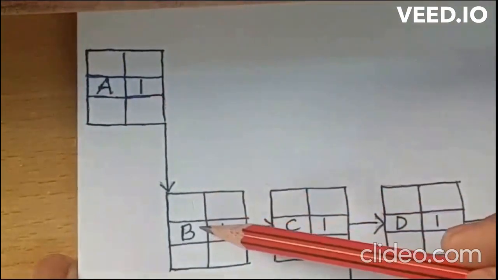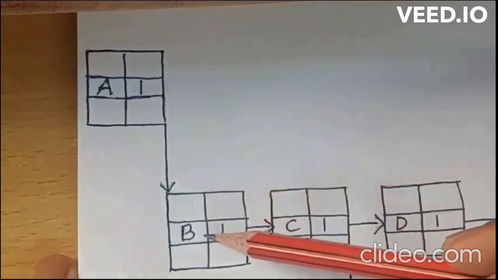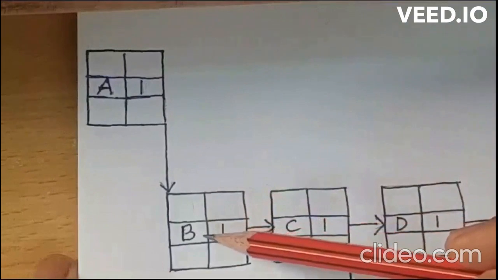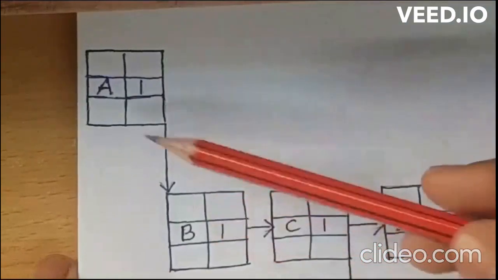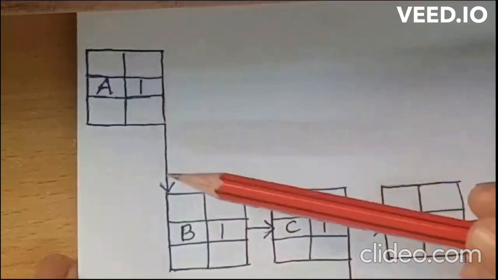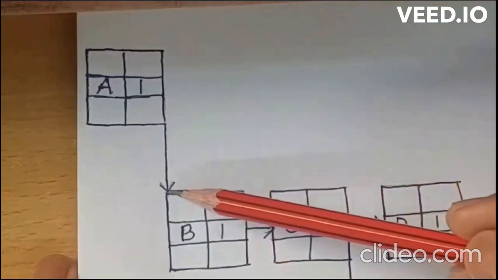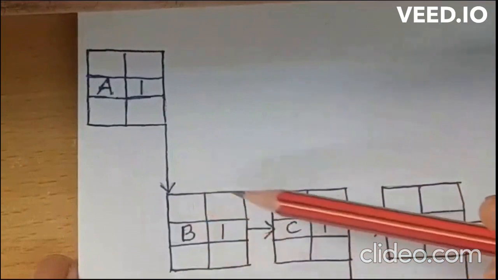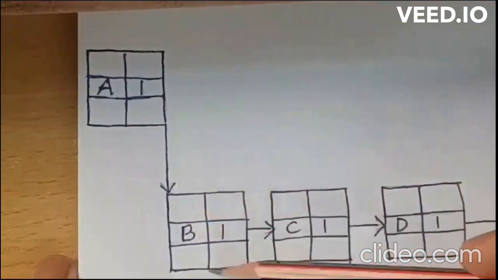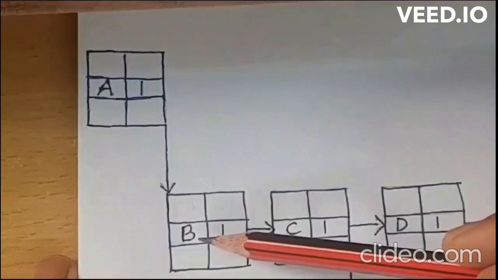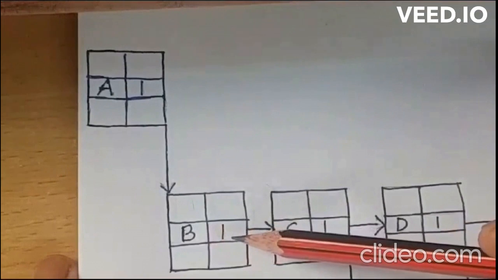Next, activity B. For activity B, A is the predecessor and the relationship is finish to start. So you can put an arrow like this, then draw the rectangular box and divide it into 6 parts. In the middle you write the activity code, that is B, duration 1.